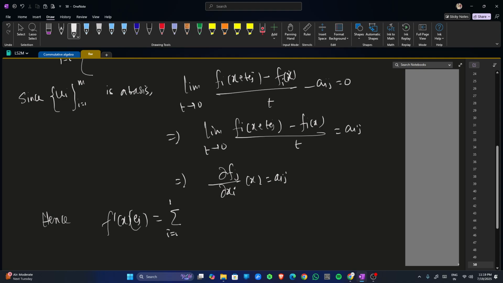Summation i runs from 1 to n, m, a_ij, del f_j del x_i, u_i.